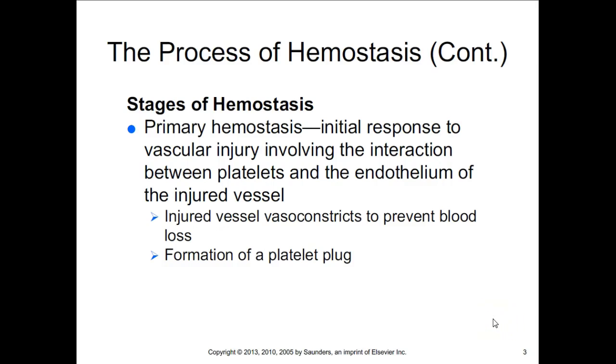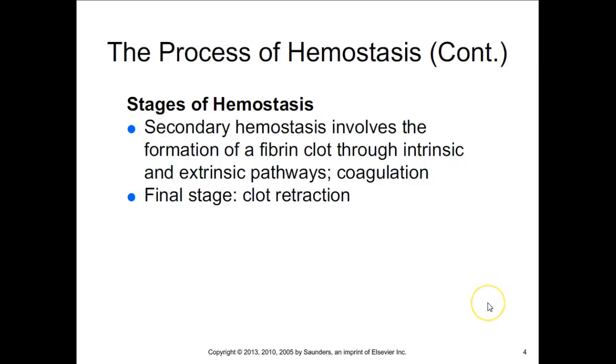Primary hemostasis is the initial response to vascular injury. So that first thing is going to be constriction. Injured vessels constrict to prevent blood loss. After the vessels constrict, you're going to see formation of a platelet plug. A platelet plug is going to involve the exposure, from the injured vessel, of the collagen fibers, and platelets are going to be attracted to those collagen fibers, and they're going to accumulate, and eventually they're going to stop up that particular cut.